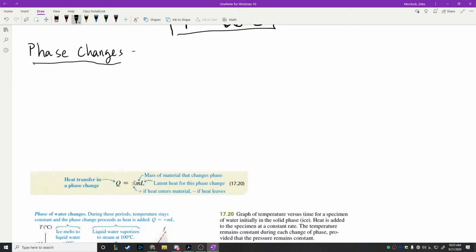Now, if I want to know how much energy I need to actually melt an ice cube, then I need to know something about the property of the material of ice. And not all substances are the same. Each substance is going to have a different amount of heat necessary to actually force it to change its phase.